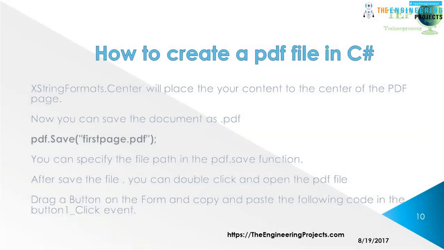XStringFormat.Center will place your content in the center of the PDF page. Now you can save the PDF as .pdf. For example, pdf.Save in parentheses, double quotation marks, the name of the file along with its extension. You can specify the file path in the pdf.Save function. After saving the file, you can double click and open the PDF file.